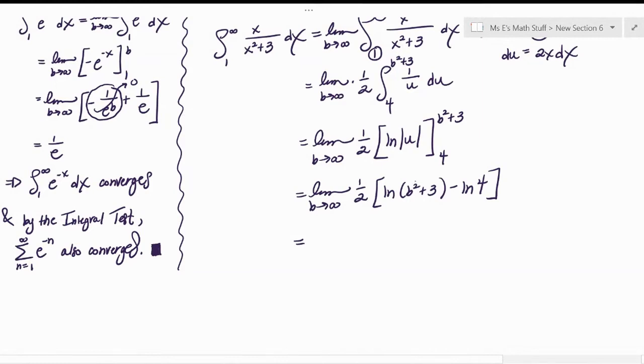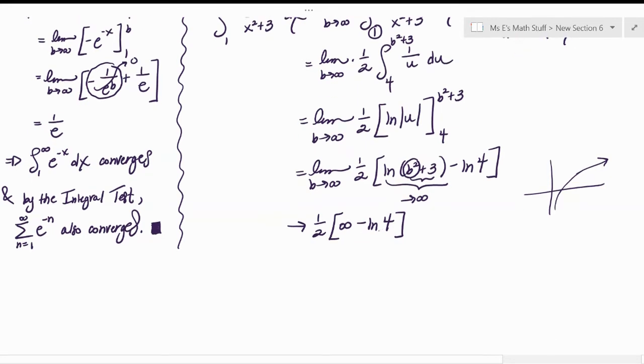So b squared would approach infinity, adding 3 would approach infinity. Take the natural log of infinity, you get a slow growth infinity, but you do get infinity. So this entire expression would approach infinity. So we'd be left with 1/2 times the quantity, basically big ol' infinity, take away natural log of 4. I suppose I should say approaches, not equals, since by definition of infinity, you can never quite equal infinity. Anyway, infinity take away natural log of 4 would be infinity, and half of infinity, still infinity.